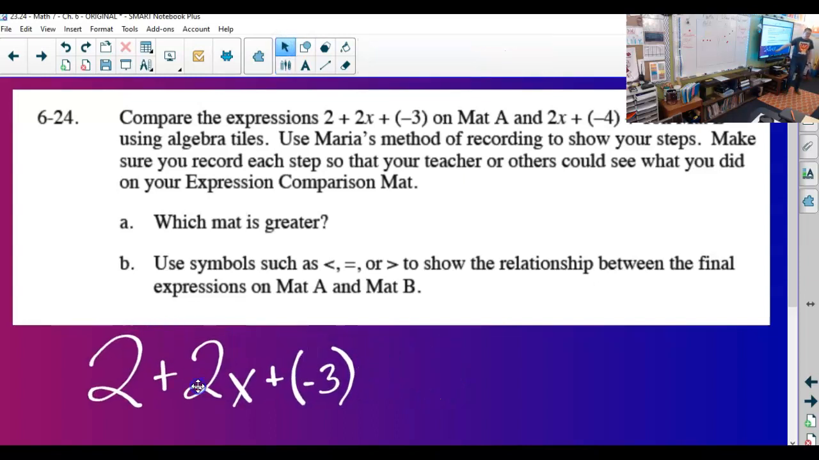Now you can use the algebra tool if you want, but you have to drag a bunch of stuff over. Honestly, I think it's just as easy to set it up on our paper.